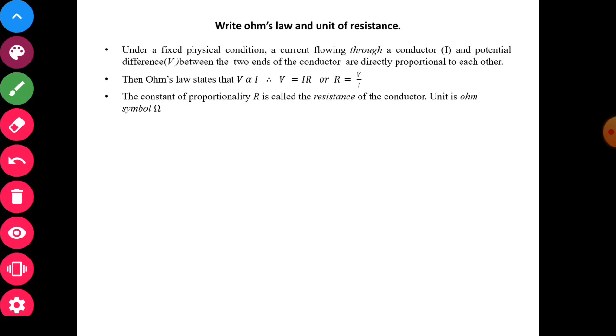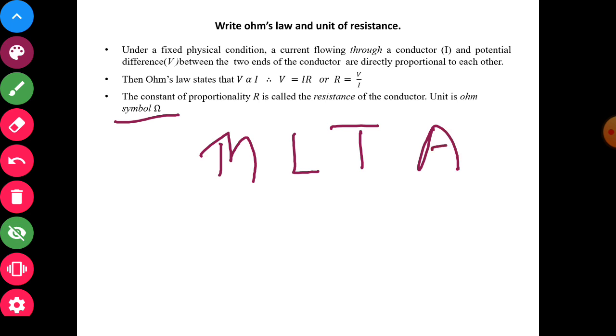Here the constant of proportionality is R, which is known as the resistance of the conductor, and as you know its unit is ohm. This you have studied. So ohm is the unit of resistance, and if you derive its dimensional formula, it is M1 L2 T minus 3 A minus 2. So you should remember this.